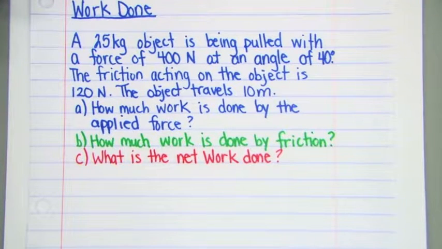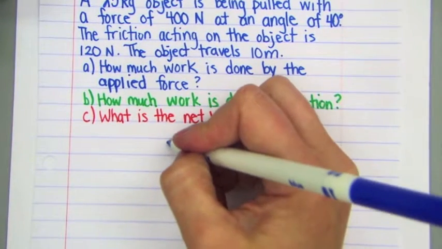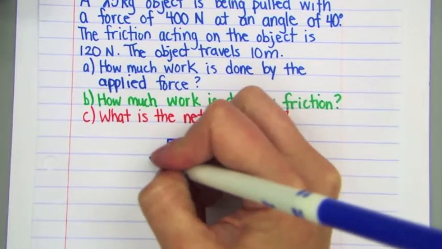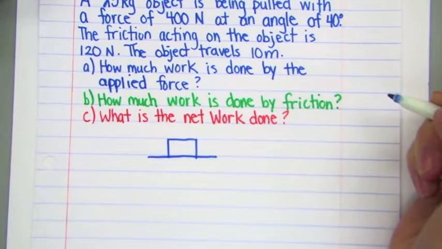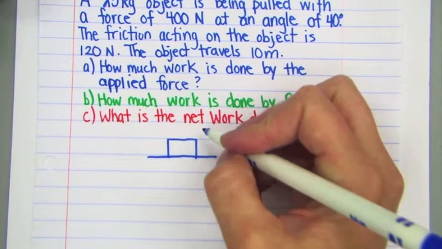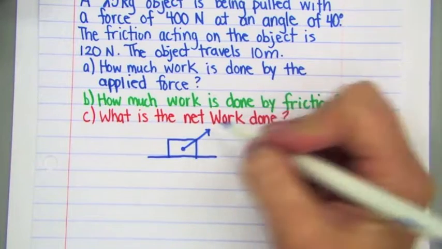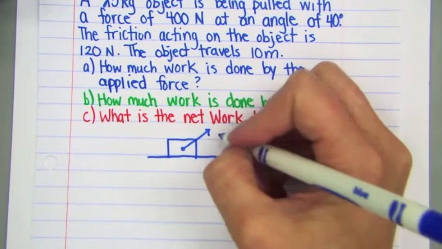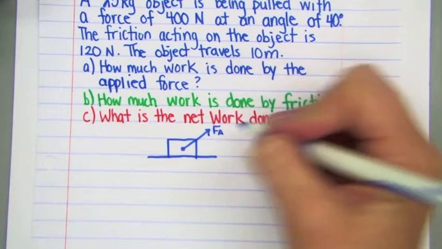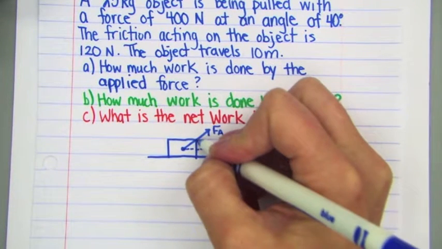Okay, in order to determine this, I'm going to draw a free body diagram. Here's my object. It is going horizontally along a surface. However, the force of the pull is at an angle. This is the force applied. The angle that it's being pulled at is to the horizontal.